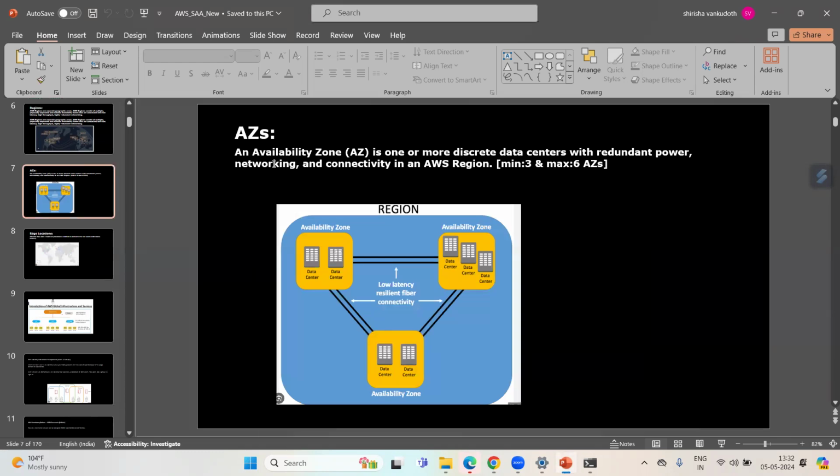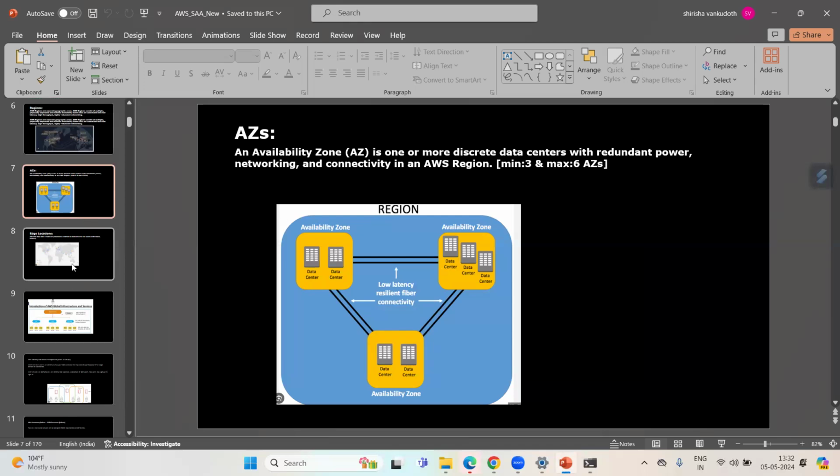If you see in this diagram, within this availability zone we have 2 data centers. Within this availability zone, there are 3 data centers. Here, 2 data centers. So even though these 3 availability zones belong to the same region, now if you correlate to the region, right?